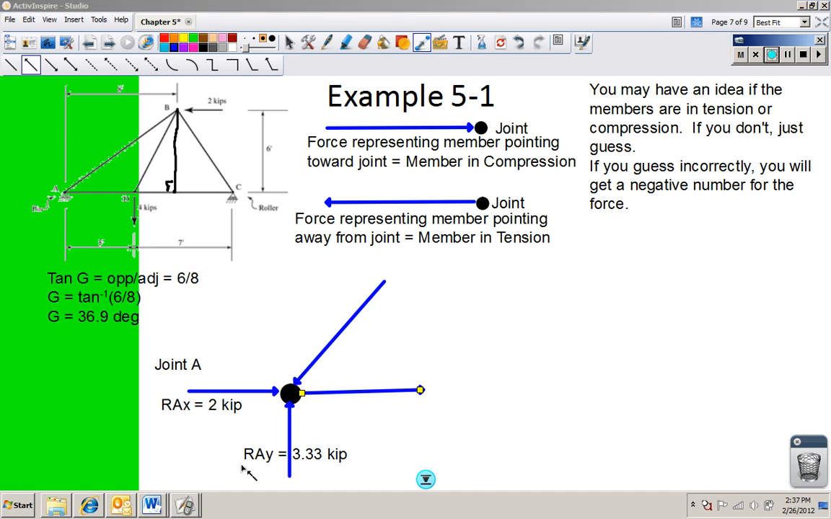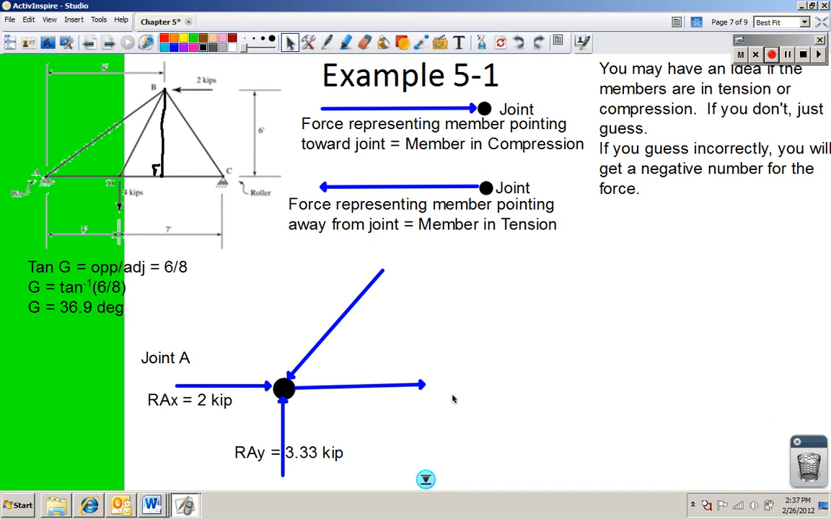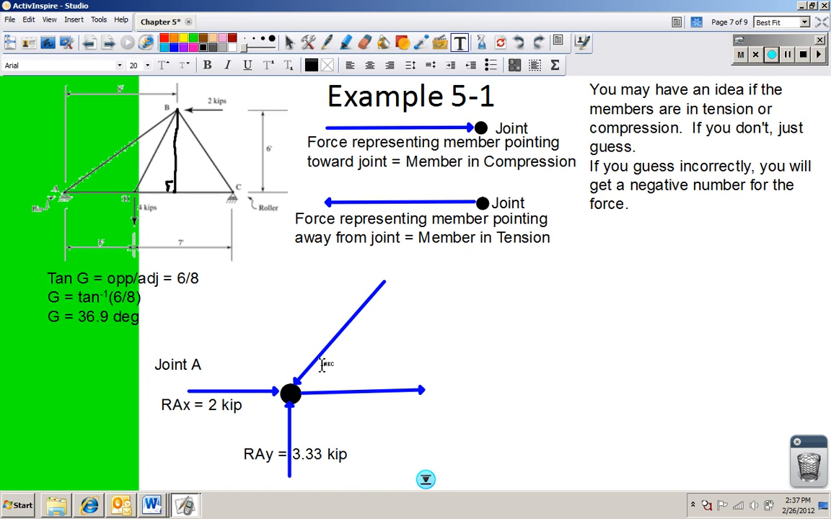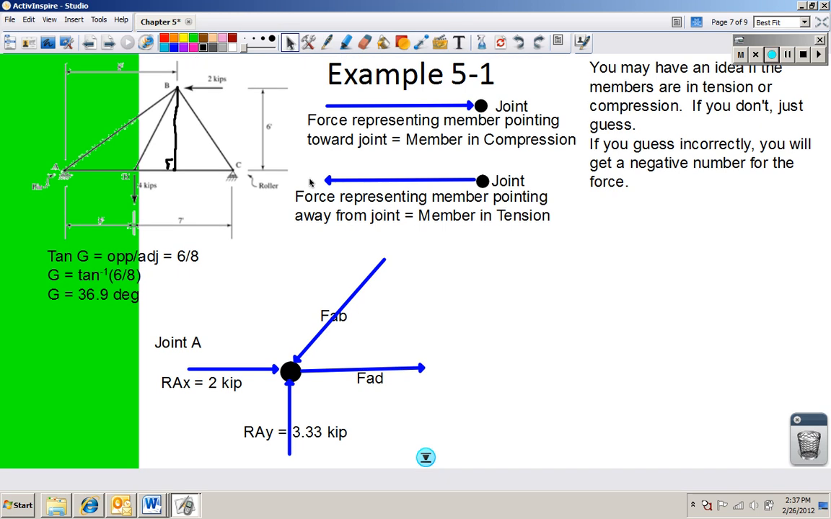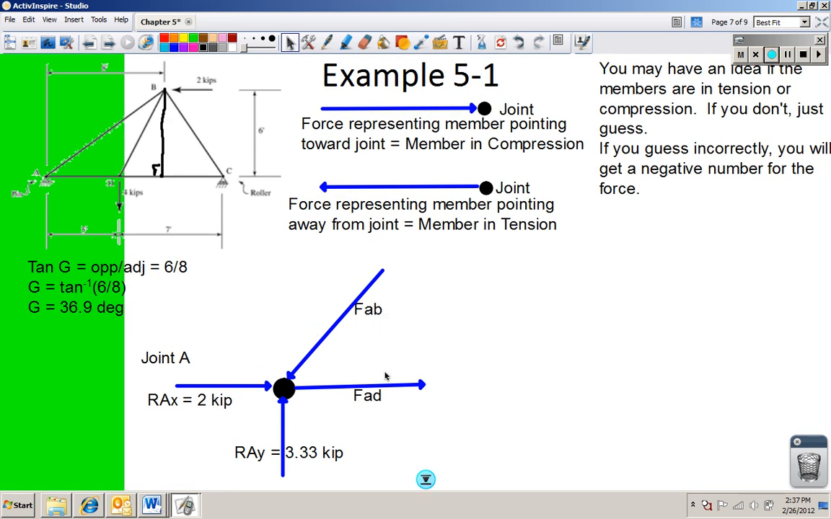Alright, so now I've drawn that force in as well. So you can see then that we've got this angle, 36.9 degrees. We've got our forces here, and let me label them for you. Okay, this one's going to be FAB. This one will be FAD. Alright, so just be sure you can see those.